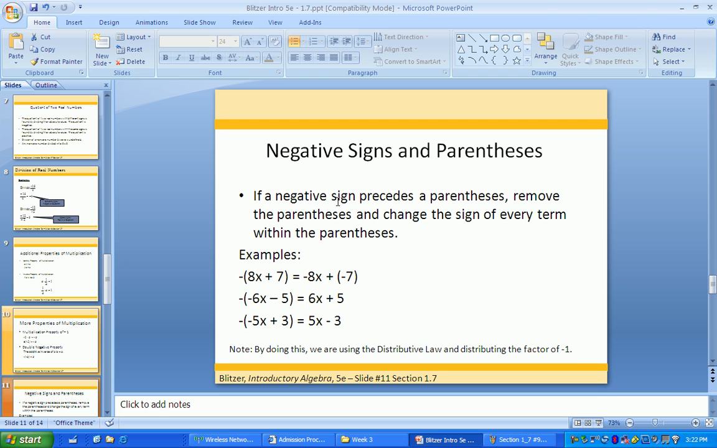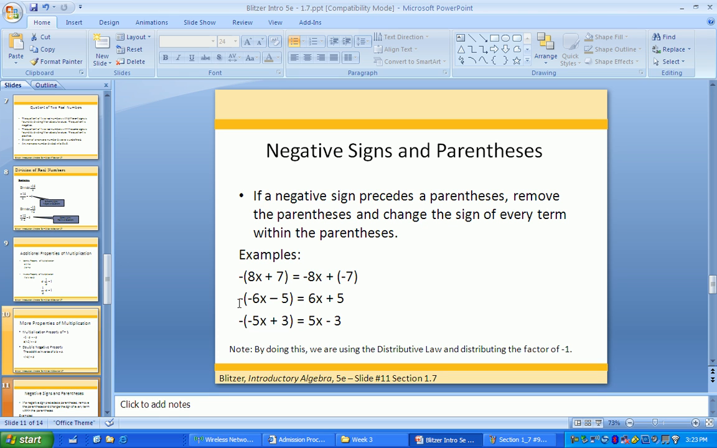Negative signs and parentheses. What we have to do here is pretty much use the distributive property, and we distribute that negative sign appropriately. Here we see we have negative of 8x plus 7. Since we have a negative out in front, anything inside the parentheses has to get that negative sign. So we distribute that to the 8x, so that becomes negative 8x. This is a positive 7, so we make it a negative 7. So negative 8x plus a negative 7.